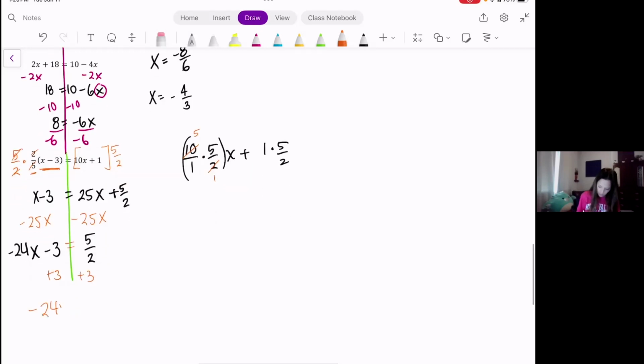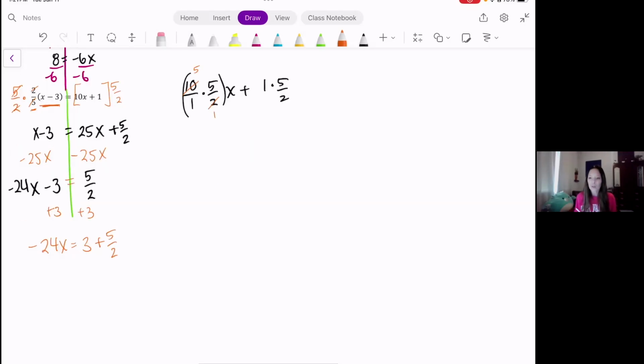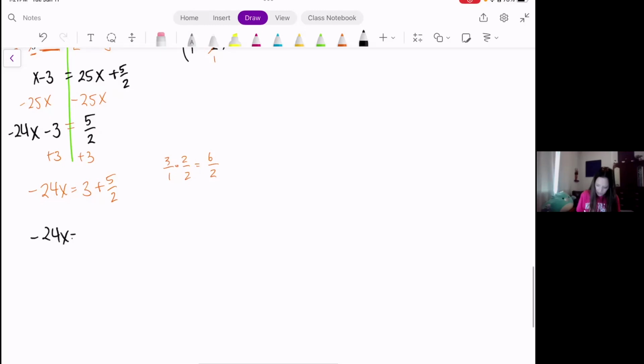That leaves me with negative 24x equals 3 plus 5/2. If I multiply 3/1 times 2/2, that's going to give me 6/2. I don't want to reduce it. The whole point was to have a common denominator. So I have negative 24x equals 6/2 plus 5/2. 6 plus 5 is 11, and I keep the denominator. I don't make it 4. Remember, when you're adding and subtracting fractions, you keep the denominator. And now finally, I'm going to divide by negative 24 to get x by itself.